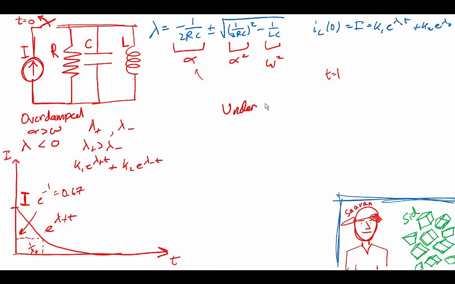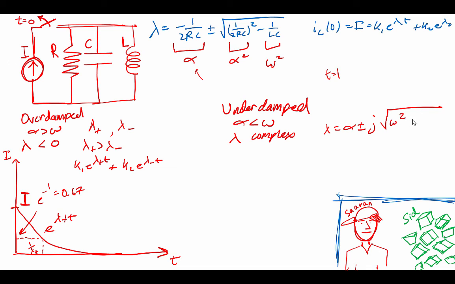So for our underdamped case, this is where alpha is less than omega and lambda is complex. All right. So if we have complex eigenvalues, we can rewrite our lambda equation as lambda equals alpha plus or minus. I'm going to pull out the complex term and rewrite it as j times the square root of omega squared minus alpha squared.